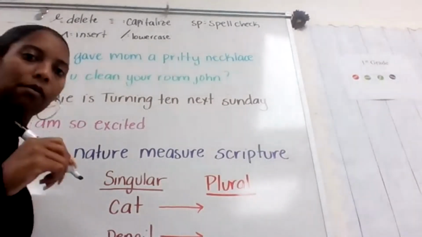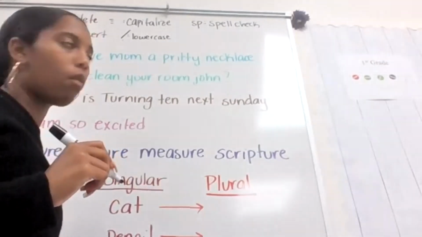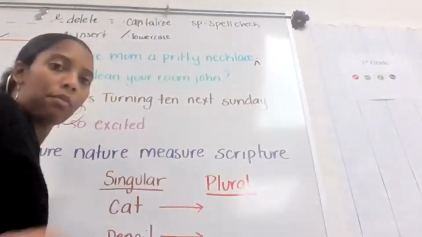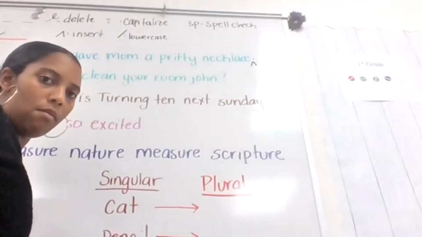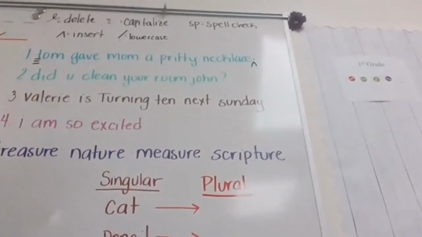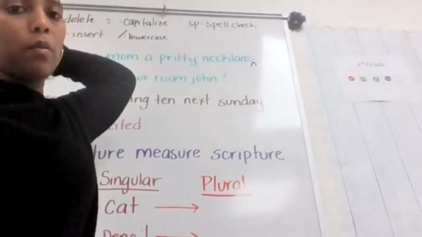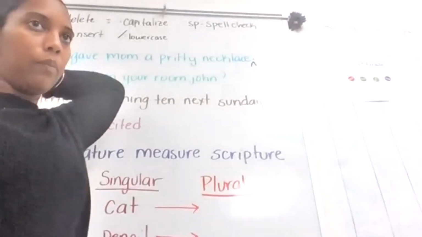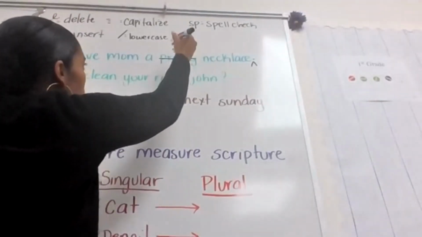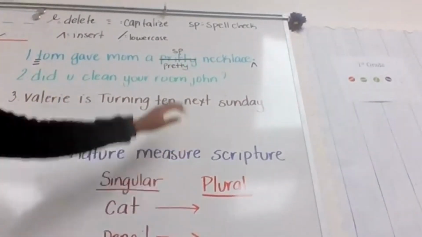Yes. And insert a period at the end. Okay. Is there anything else? Okay, there was one more thing on this one. Does anybody know what else? So, yes, those are correct, capitalize and period. There's one more mark we need to make. Evan? Spell check on pretty. Yes, spell check on pretty. S-P, how should I spell pretty? P-R-E-T-T-Y. Okay, so that was a spell check on pretty.